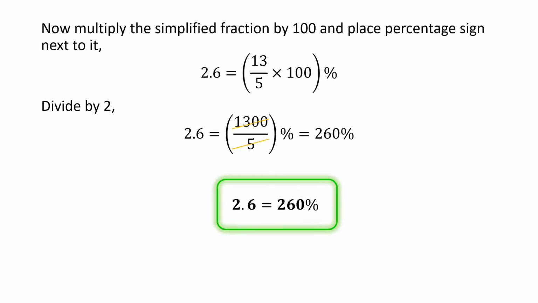Now multiply the simplified fraction by 100 and place percentage sign next to it, then again simplify the new fraction, so after further simplification here we have 260%, therefore, 2.6 is equals to 260%.